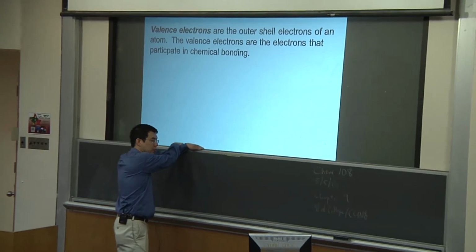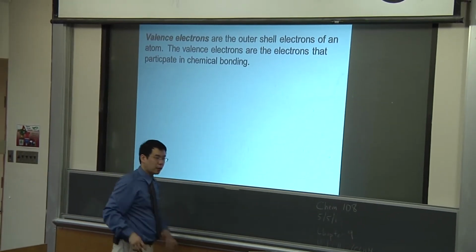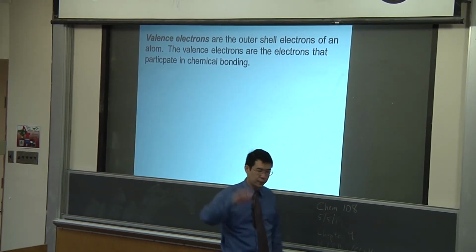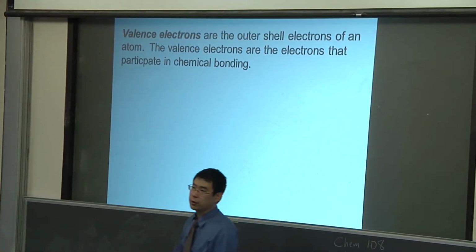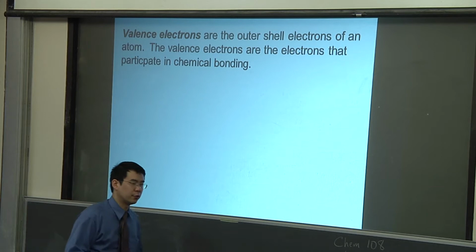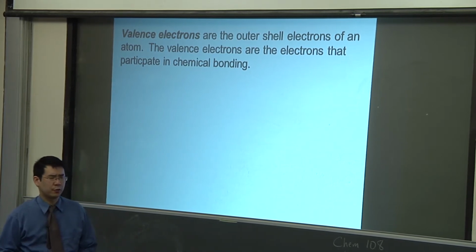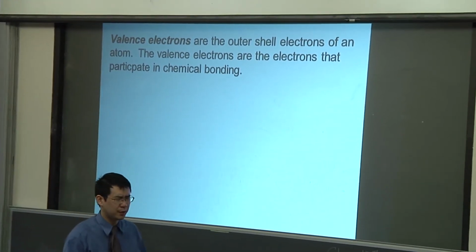And so in chapter 8, we kind of introduced valence electrons. But we're just going to review, right? Valence electrons are the outer shell of electrons of an atom. Valence electrons are the electrons that participate in chemical bonding.